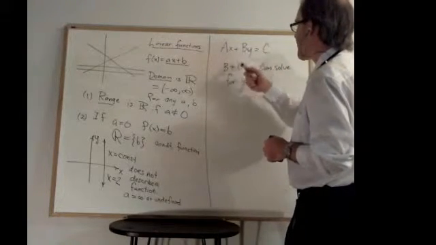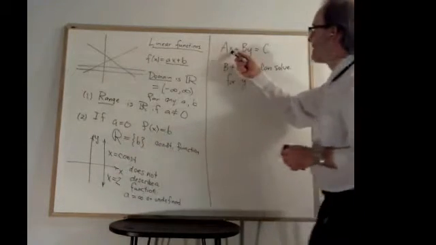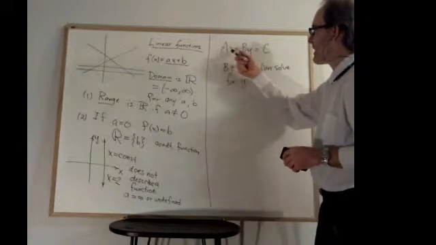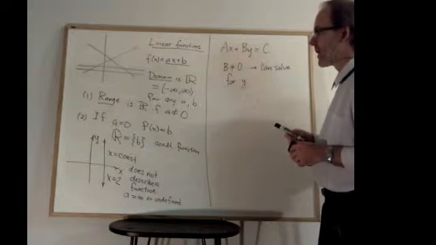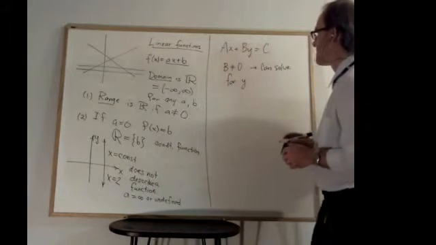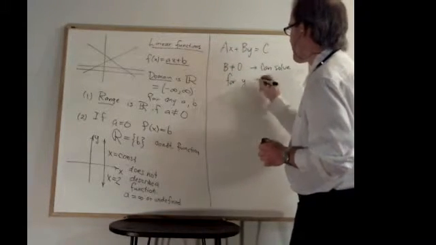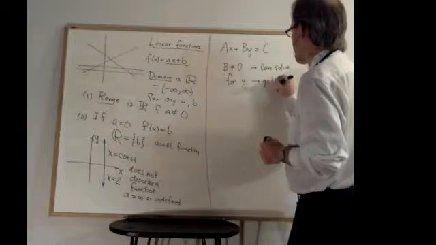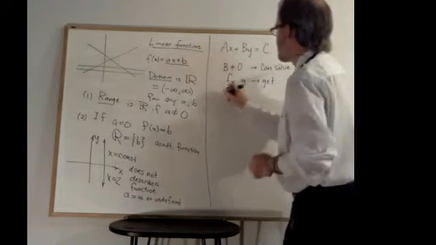If you can't solve for y, B is equal to 0, and then you get this equation here. Assuming a is not 0, you can solve for x, and x will be a constant. And that's not a function. So only in the case of B not equal to 0 can you solve for y and get a function.